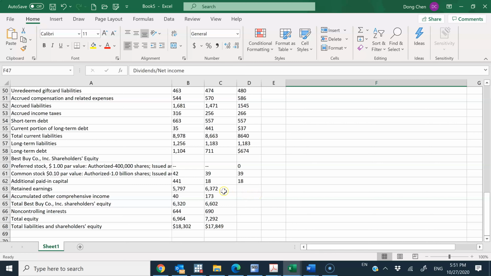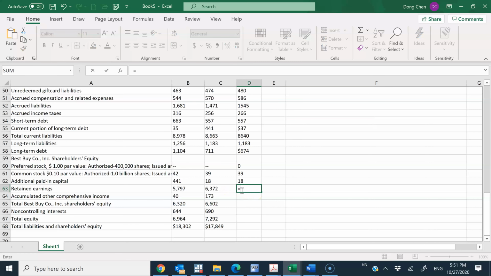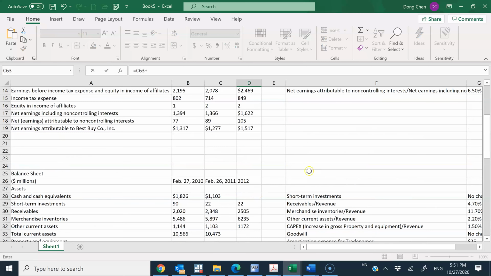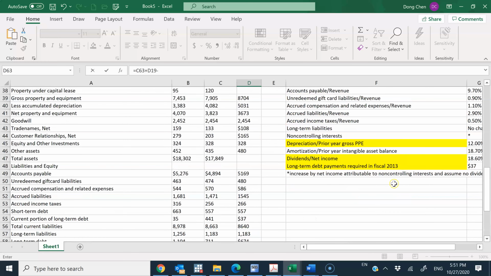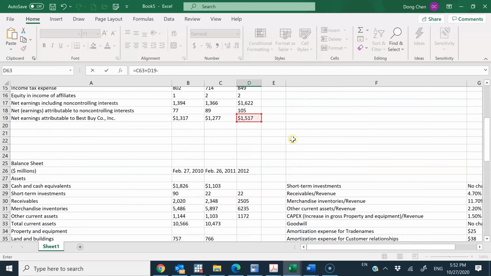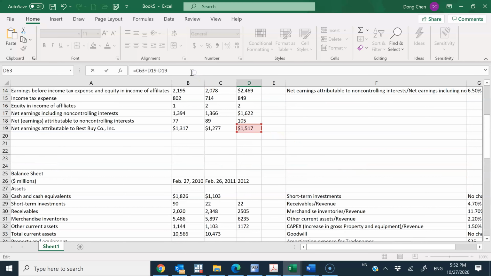All right, so this equals current retained earnings plus the forecasted net income from the income statement, and then minus forecasted dividend. And then forecasted dividend further is the forecasted net income multiplied by this 18.60%. So it's going to be this amount.